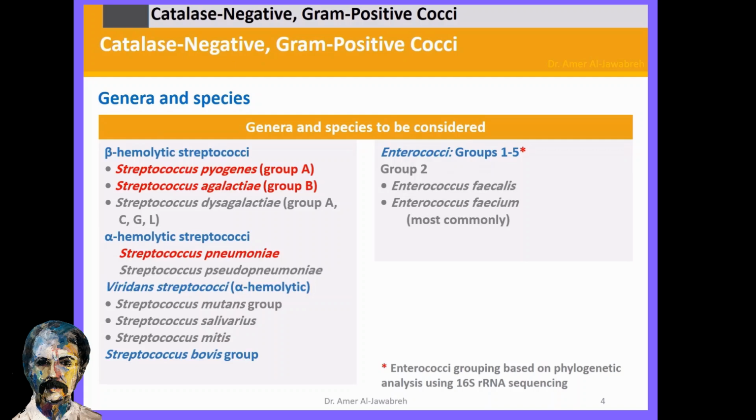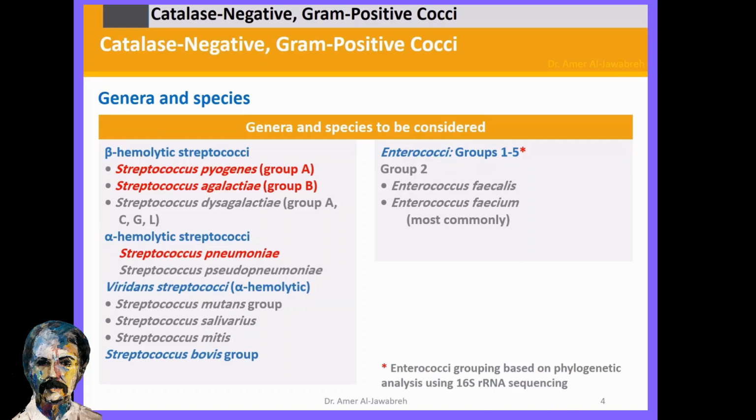We have also alpha hemolytic bacteria, which we call viridans Streptococci. Viridans means green. And we have 3 types of them. There are more, but these are the ones we are interested in: Streptococcus mutans, salivarius, and mitis. Then we have Streptococcus bovis, another group. And finally, we have the enterococci.